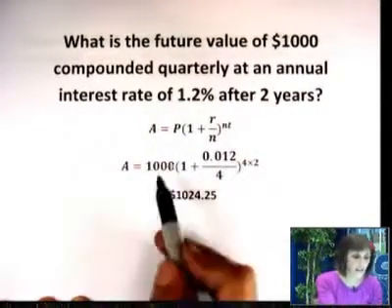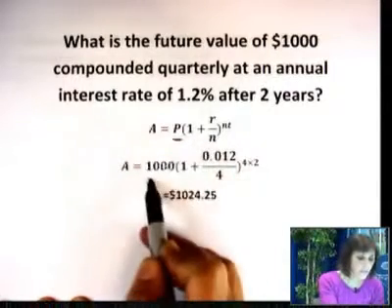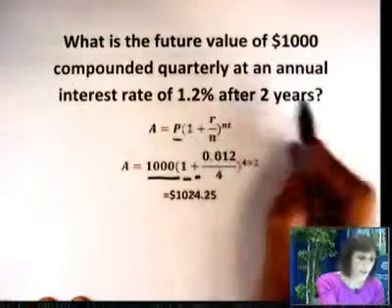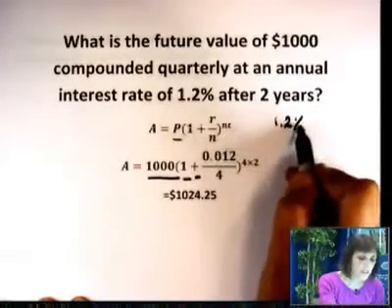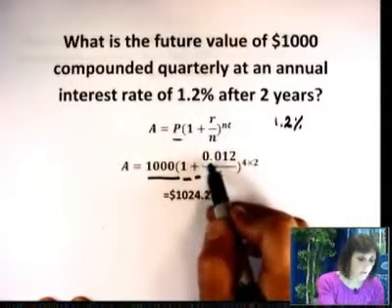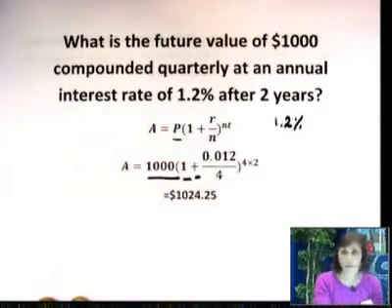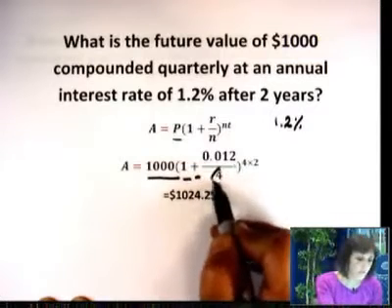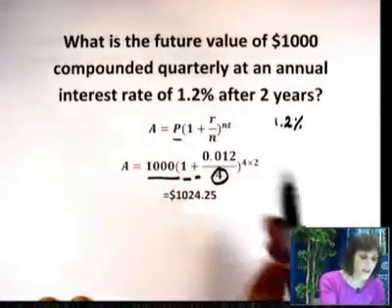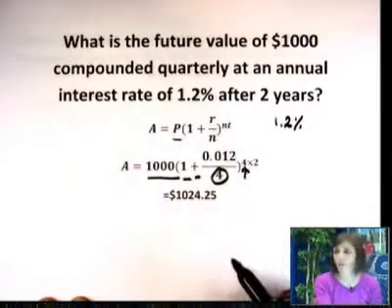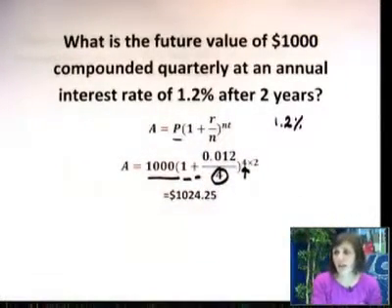Now let's look at it. P is what you put in, 1,000. 1 plus, now 1.2% in decimal, divided by 100, so it's 0.012. Now quarterly means 4 times a year, so you put the 4 in here. Then you have in the exponent n times t as well, 4 times 2. So understand how this works.